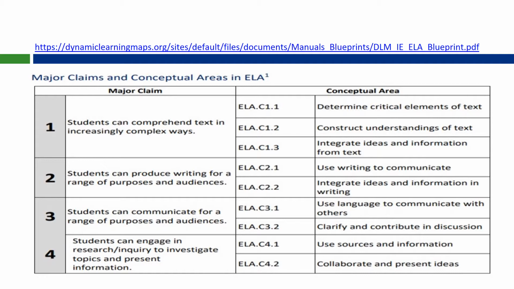Remember, major claims are broad statements about what students are expected to learn and to do in relation to the content contained in ELA and mathematics. Conceptual areas are broad statements that tell what students should know and do in relation to a claim. We will talk about how to use the entire blueprint later in the training.